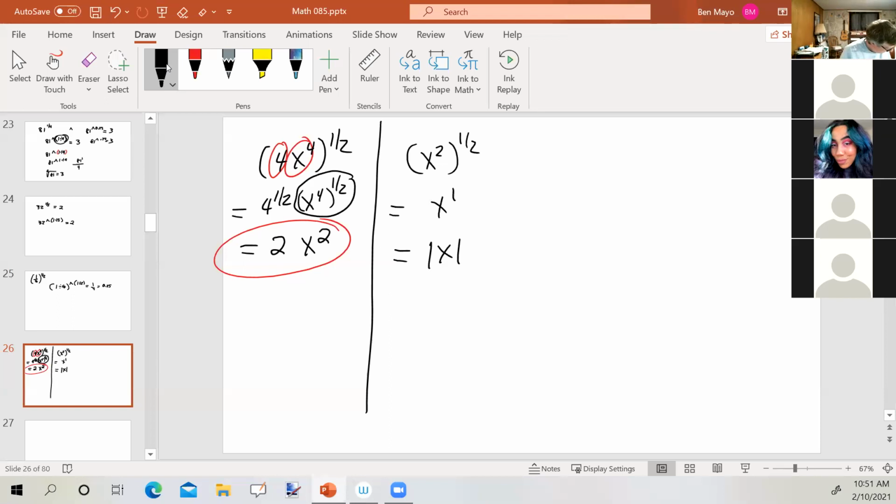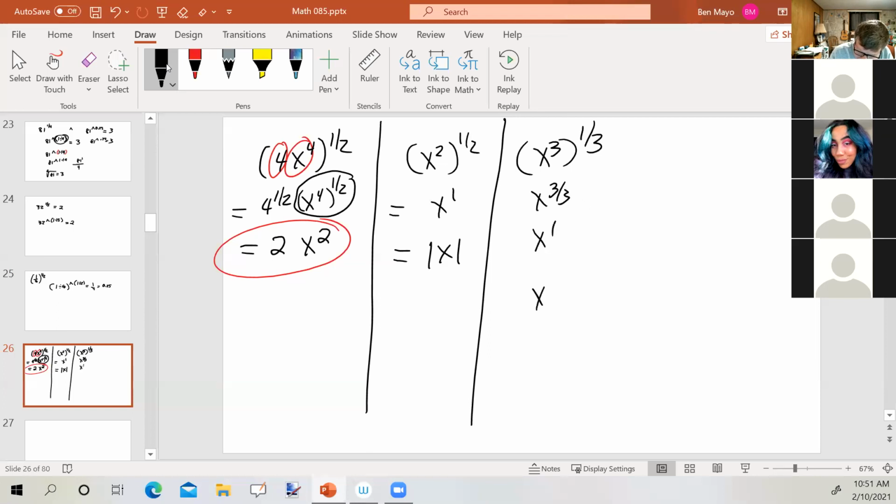Okay, let's say we've got x cubed to the 1/3 power. Well, this would be x to the 3/3 power, or x to the 1 power, or x. Here, I don't need absolute value bars. Since I'm taking a cube root, the answer can be negative. It's just when you're taking an even root that you have to avoid a negative answer. So I don't need absolute value bars there.